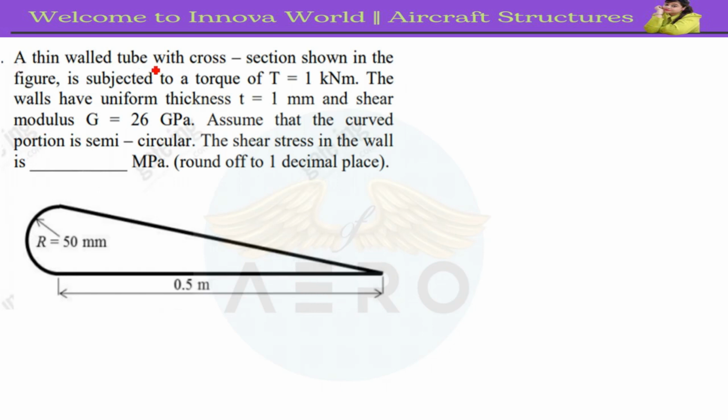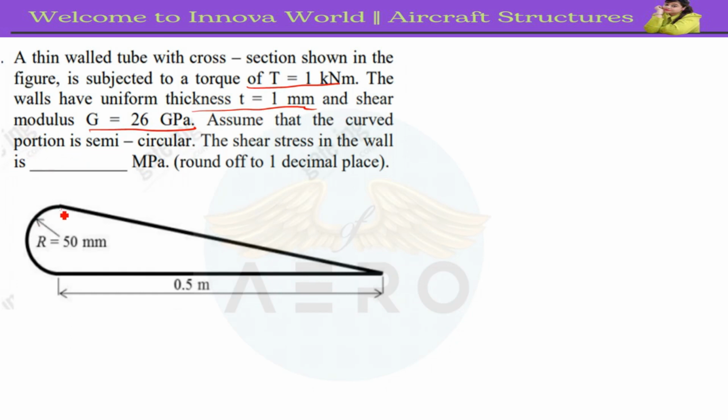A thin wall tube with a cross section shown in the figure is subjected to a torque of T. So again, the torque has been given over here. The wall has uniform thickness. The thickness has been given. The shear modulus has been given. Assume that the curved portion is semicircular.